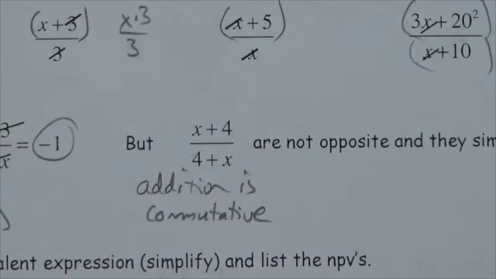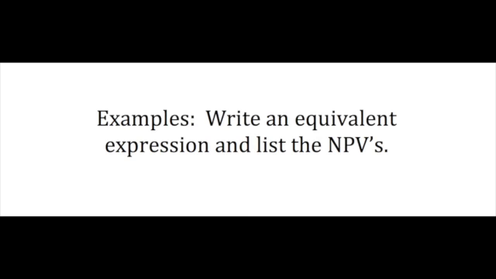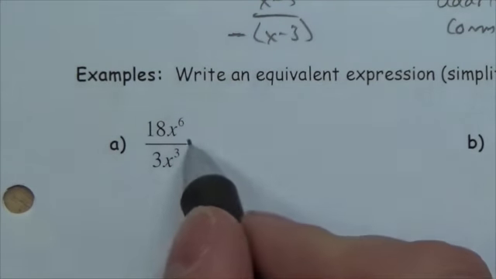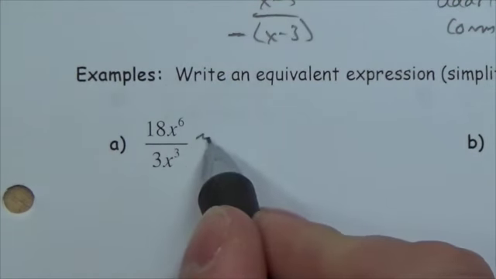All right, now let's look at some examples. Write an equivalent expression and list the non-permissible values. So we're going to simplify these expressions and then list the NPVs here. So now I'm going to use this symbol right now. I'm going to get rid of that in a bit.